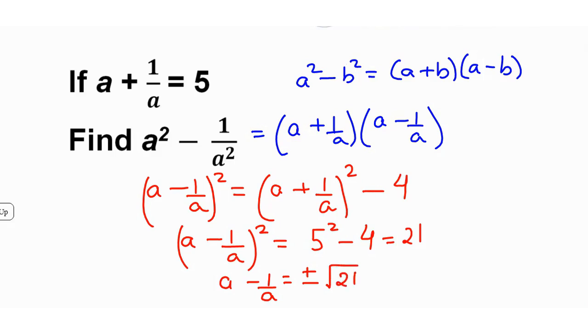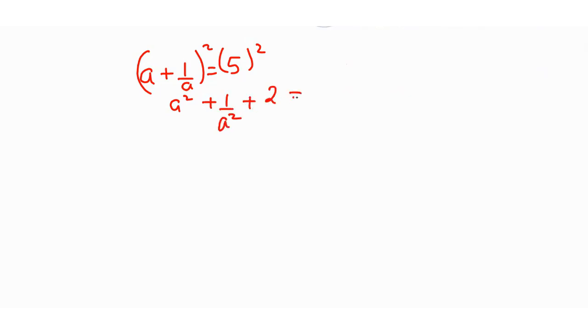If you don't want to use this formula, you want to go with the basics, then we can also do this. We know that a plus 1 upon a is equal to 5. We can square both the sides. So we are going to get a square plus 1 upon a square plus 2 into a into 1 upon a is equal to 5 square, 25. So therefore, a square plus 1 upon a square is equal to 23.